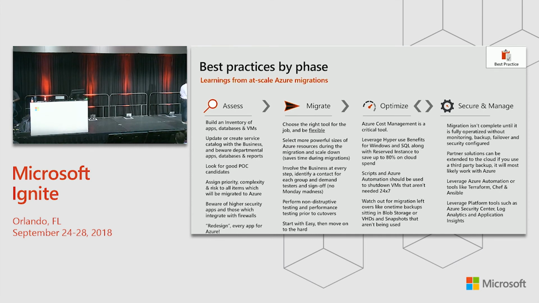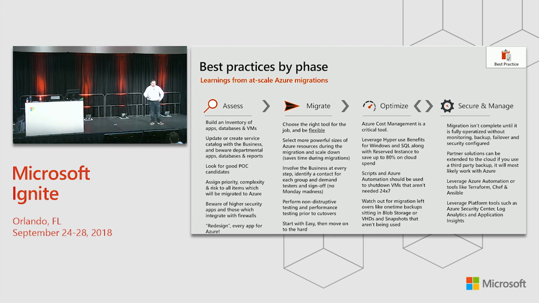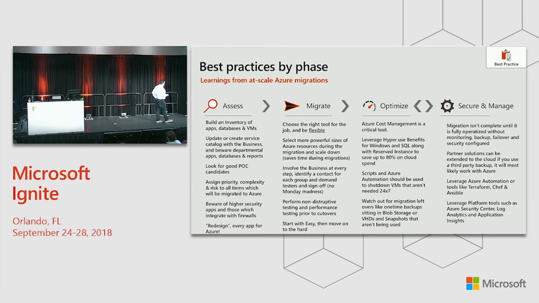So in assess, first, obviously, build an inventory of your apps, your databases, your VMs, all of that sort of thing, right? And the second one there is then build what we call a service catalog, right? If you're in a company that's really big into ITIL, you have service managers, that sort of thing, you probably have this. But you can also take that opportunity to update your catalog, right? One thing there, it says beware of departmental apps, databases, and reports.